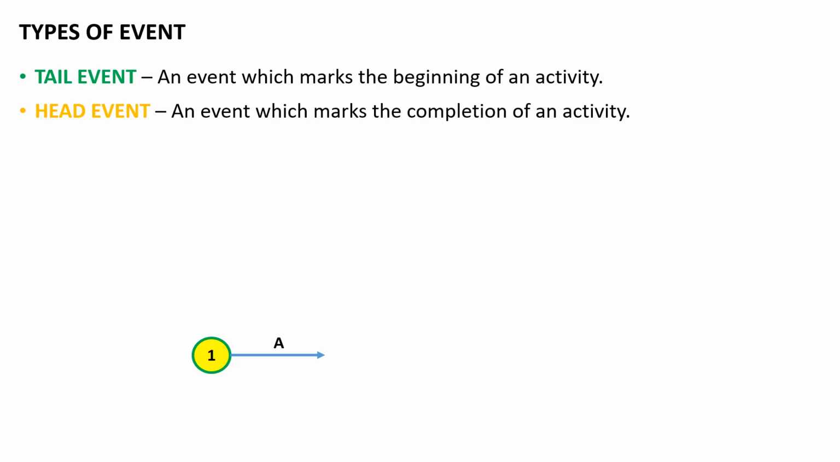Head event: an event which marks the completion of an activity is called a head event. Here in the example, after the completion of activity A, we are going to mark with an event which is event number 2. Therefore, event number 2 is a head event for activity A.